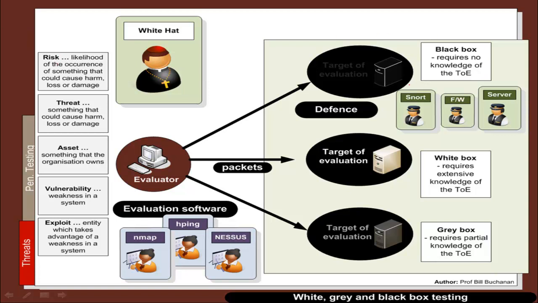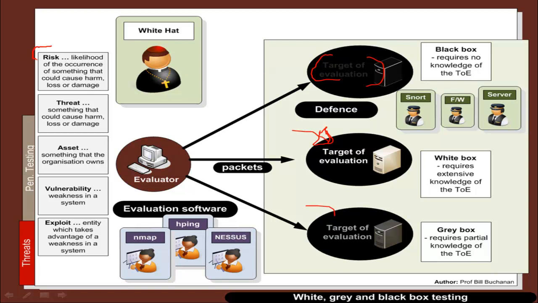So often we define a target of evaluation, and it's up to the white hat to evaluate the system for its vulnerabilities. This could be in terms of white box evaluation, where we know the complete workings of the target of interest and can obviously craft an evaluation strategy based on that. There is grey box, where we have partial knowledge of the target of evaluation, and we have black box, where there is no knowledge of the actual target of evaluation.